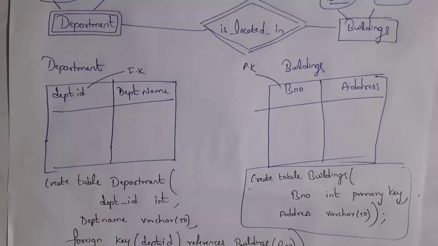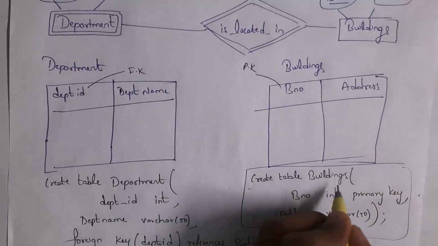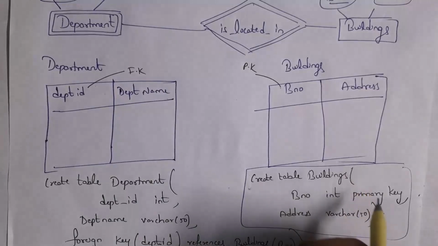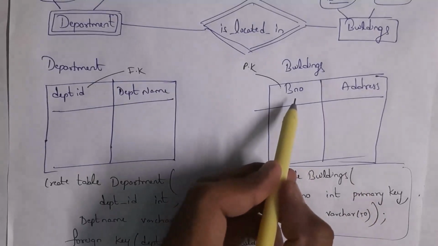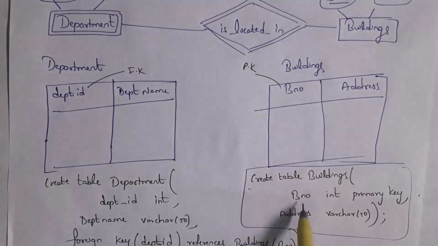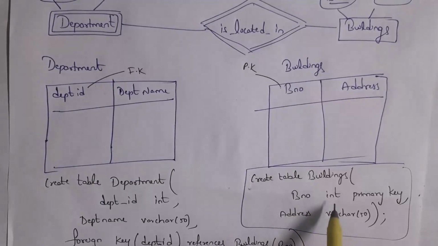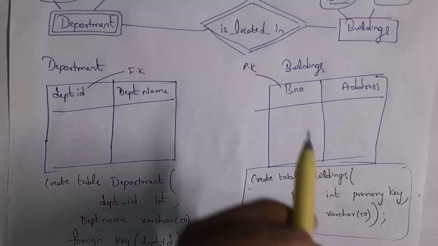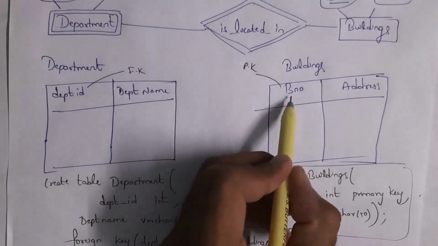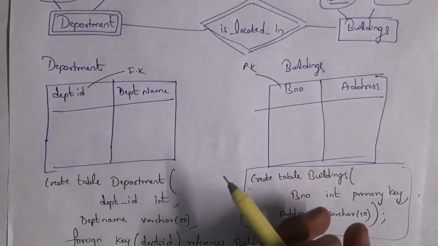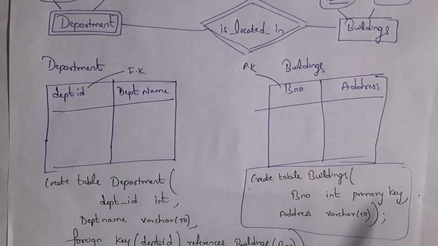At first we need to create the primary key table. This is the code in order to create this table. So write here create table and the table name, that is buildings, open bracket. First column is the B number column, so write here B number. I want to enter numbers like 1, 2, 3, 4, and so on, so I am giving the data type, that is int. And we need to give a primary key for this B number column. So after writing the data type, just write here primary key. That means we are giving a primary key for this B number column, comma.